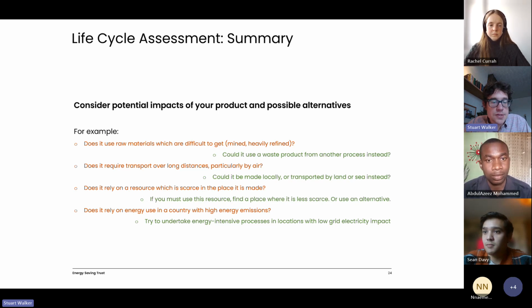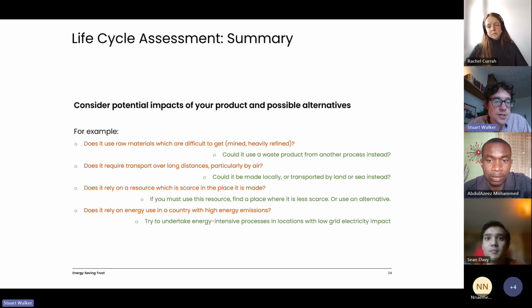Again, does it rely on a resource that's scarce? So for example, if we're using a process that uses a lot of water in a country that has water shortages, that's not a good idea. So if our process needs to use a lot of water, can we do it in a country where there's plenty of water? If we have a process that needs something to grow, that needs a lot of land, then we should do it somewhere where there's a lot of land and there's not a lot of land conflict, for example, with any other categories.